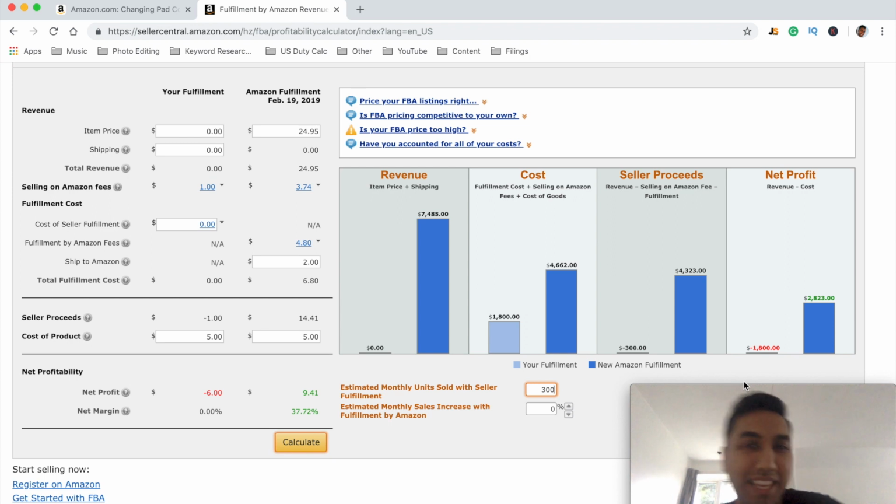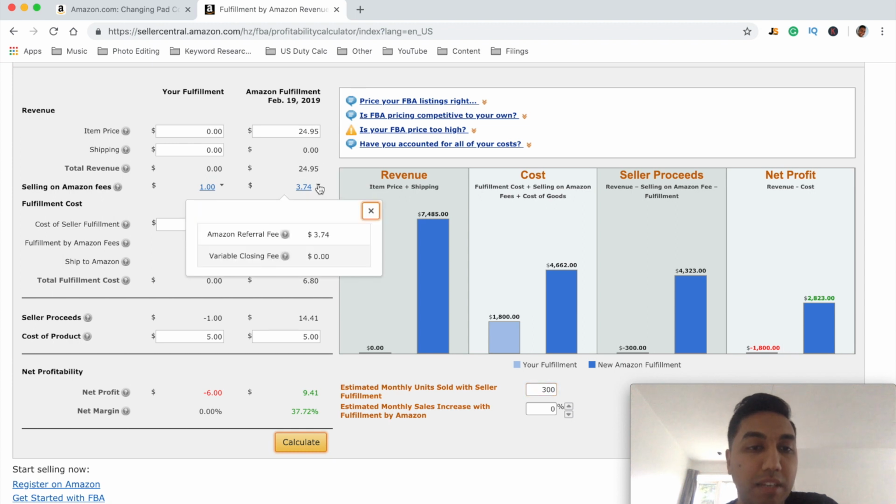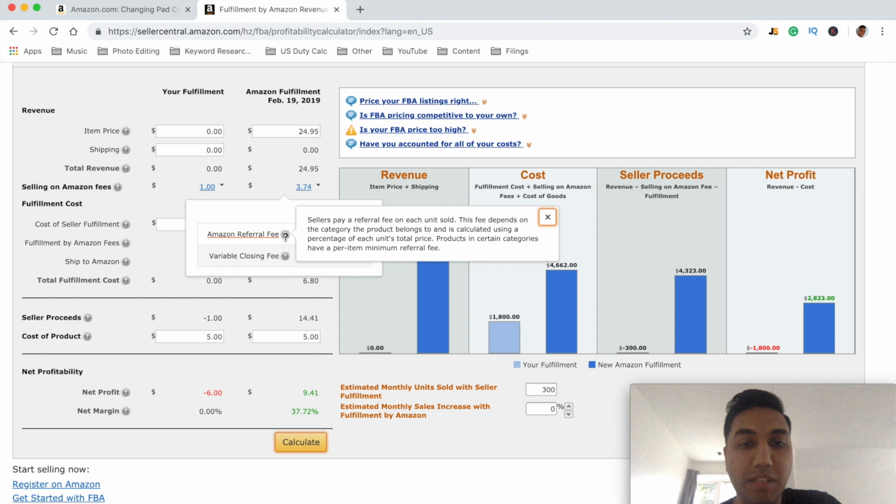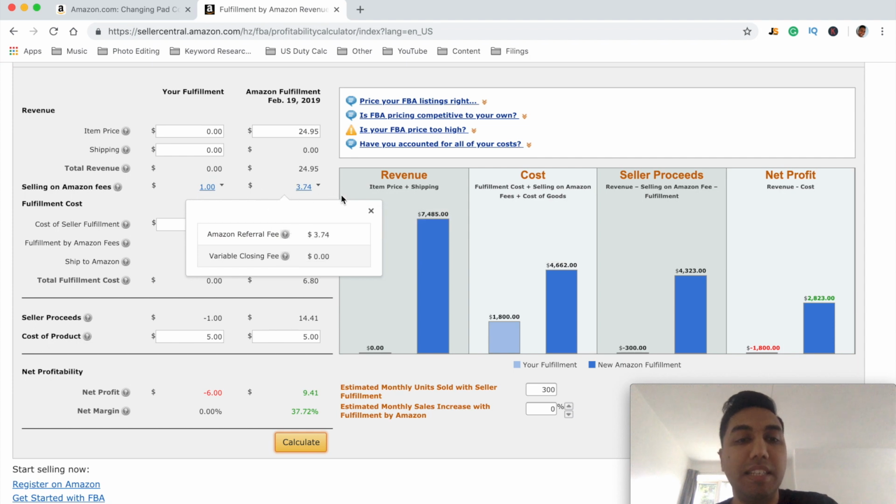Now, there's one bit I think I've missed out over here. I just wanted to make sure that you fully understand the breakdown of these costs. So we've got the item price over here. We've got the selling fees on Amazon. So if we have a drop down and look at this, what you can see is that they charge an Amazon referral fee. So every time you sell a product, Amazon is going to take 15% of the product. Usually it's dependent on the category, but it's normally around the 15% mark. And as you can see here, it's $3.74.